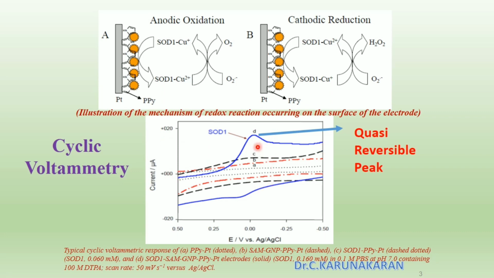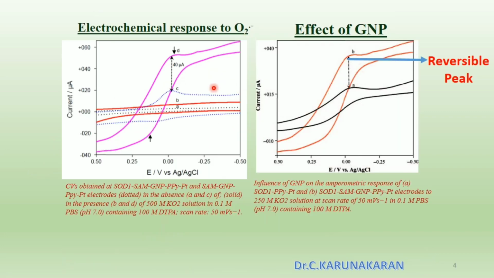For example, we have fabricated the biosensor, and we have confirmed the presence of SOD1 on the electrode surface. This is due to the copper and copper 2 plus; an irreversible peak is obtained. This peak is due to SOD1. Therefore, we have confirmed that the biosensor is formed. CV is used to characterize the biosensor electrode. Here I have shown the electrochemical response to superoxide radical.